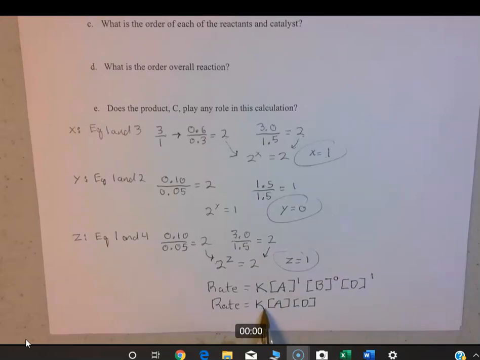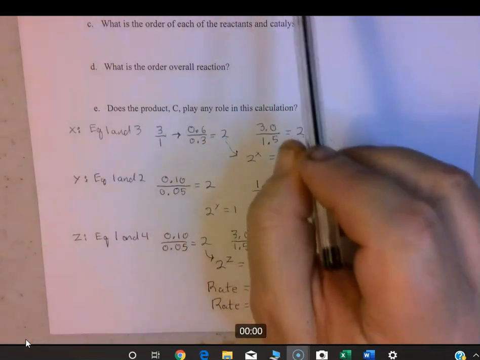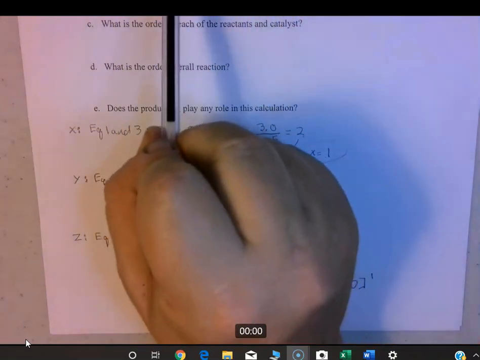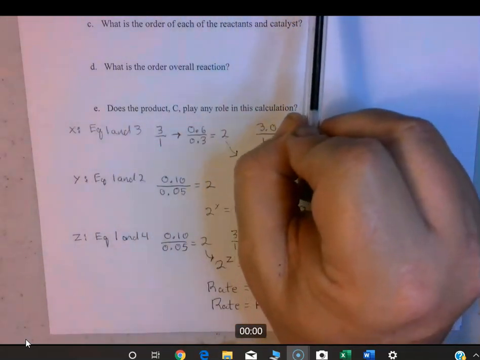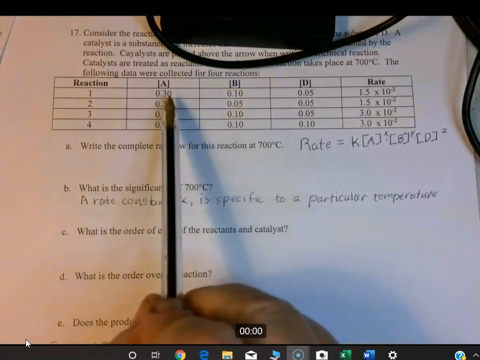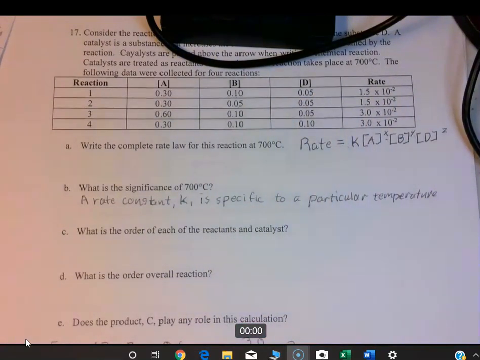Now we have to figure out K. So what do we do? Very simple. We plug in the values of A and of D for any one of these reactions. We can ignore B because it disappeared here. It's not even a factor. So we're going to pick any reaction you want. So we're going to pick reaction 1. So A is 0.3, D is 0.05. Let me get the camera back up there, sorry. A is 0.3, D is 0.05, and the rate is 1.5 times 10 to the minus 2.